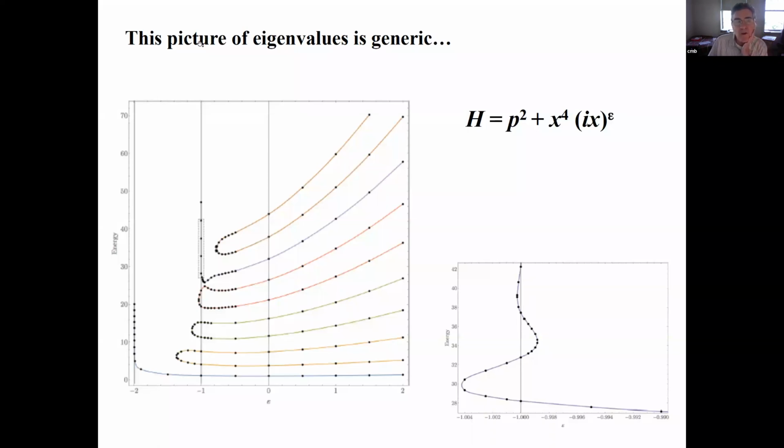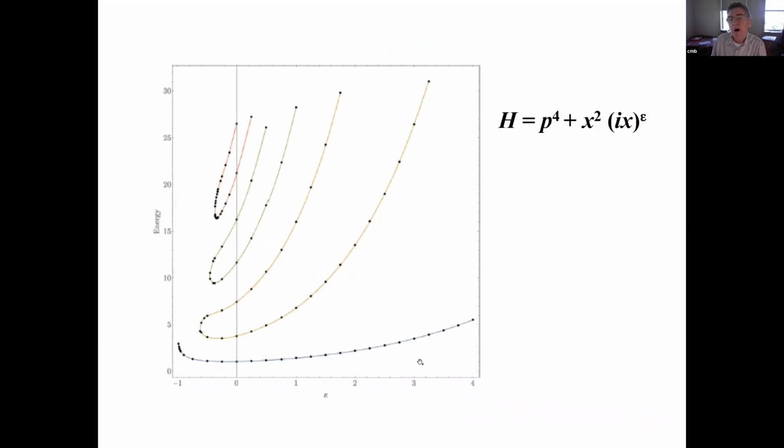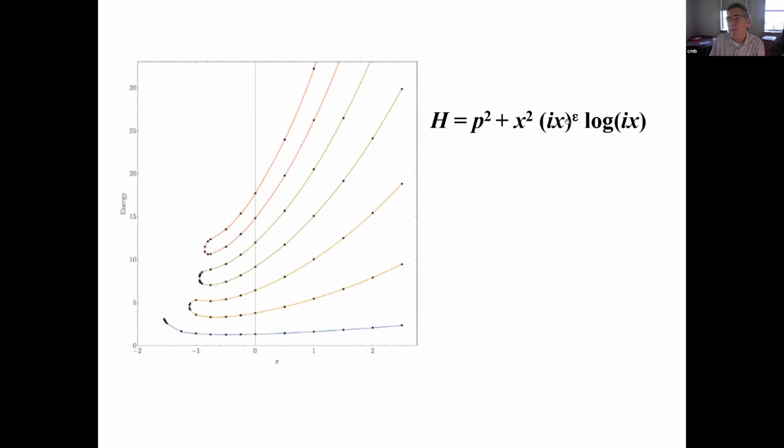But in fact, the picture that I showed you is generic, and here are some very fancy examples. We could take the Hermitian Hamiltonian p squared plus x to the 4 times ix to the epsilon, and the picture looks exactly the same. All these eigenvalues are real, positive and discrete when epsilon is a positive real number. Here's another example, p to the 4 plus x squared, a Hermitian Hamiltonian multiplied by ix to the epsilon. Again, the eigenvalues are all real, positive, and discrete. Here's a very fancy one, and again, the eigenvalues are all strictly real, positive, and discrete when epsilon is positive.